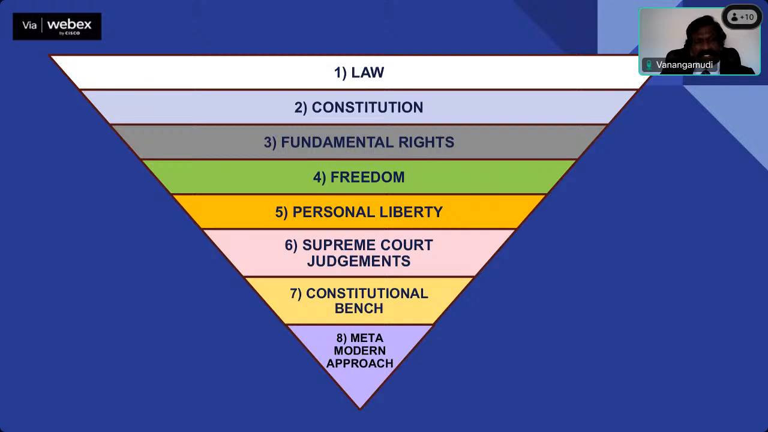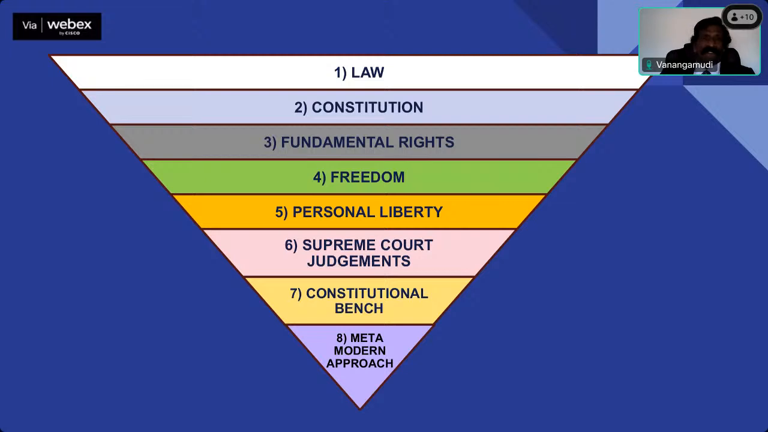In this period, I confine my chronological years from 2001 to 2023. So from 2001 to 2023, how many constitution benches? My understanding, as of last year, is 17 constitution bench judgments.